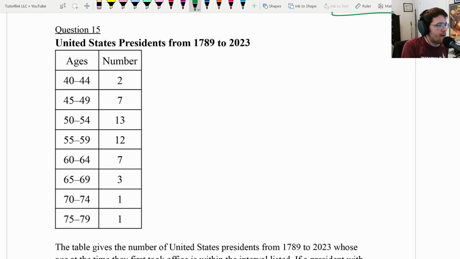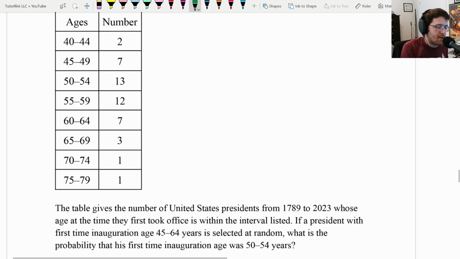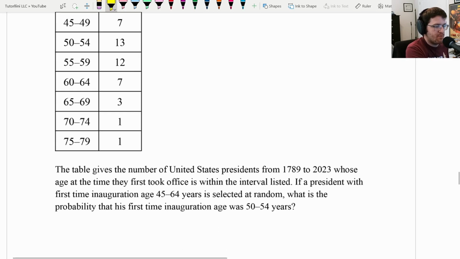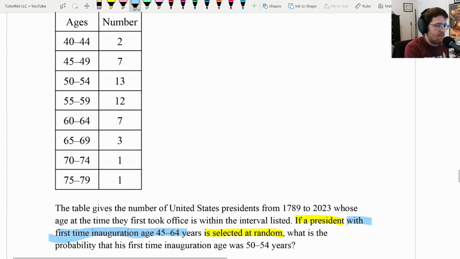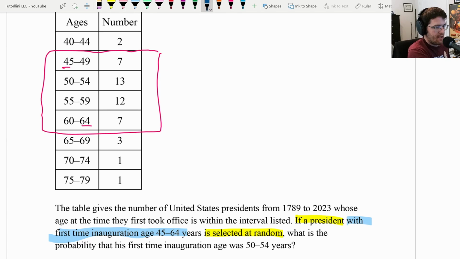Okay, question 15. We've got the same precedence table as in the video, but it's asking us a different question. It says if a president is selected at random, but it says something specific, a target group, with first-time inauguration age 45 to 64 years. So I'm going to put a box around all the cells that represent 45 to 64. So 45 is here, 64 is here. So it's all of these rows. And the total will be all of those entries added up.